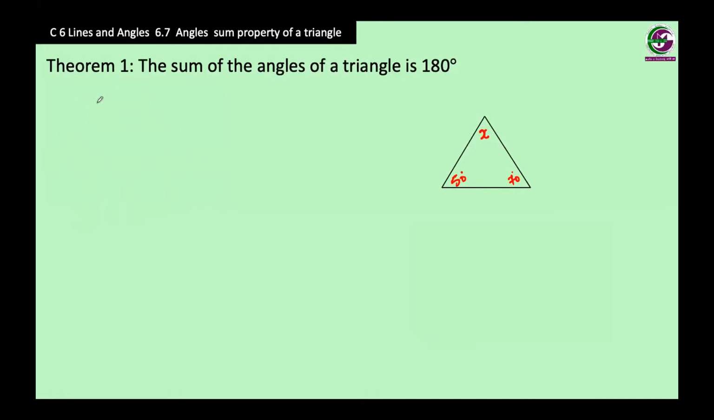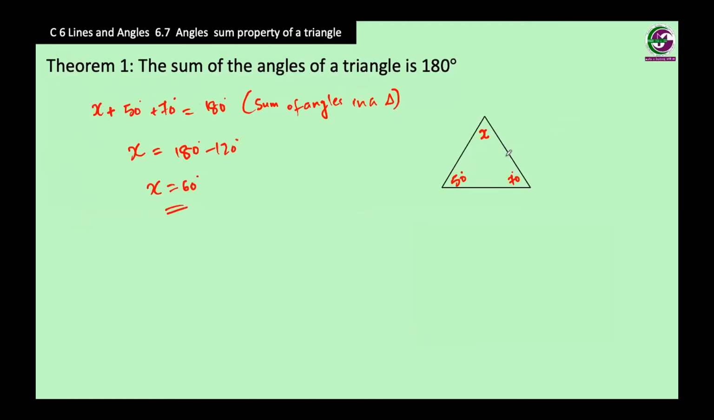So first of all, because this is a triangle, the first angle plus the second angle plus the third angle altogether should be 180 degrees because it is the angle sum property, sum of angles in a triangle. So we know that 50 plus 70 is 120, and 180 minus 120 is 60 degrees. This is how you can find a missing angle using the angle sum property of a triangle.